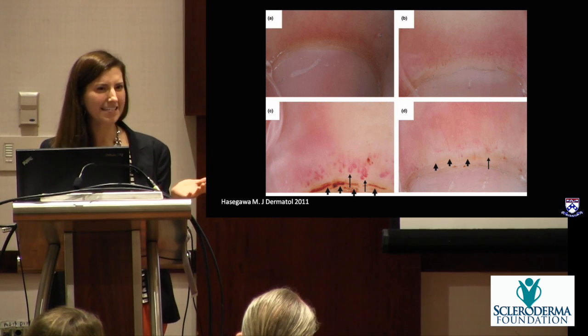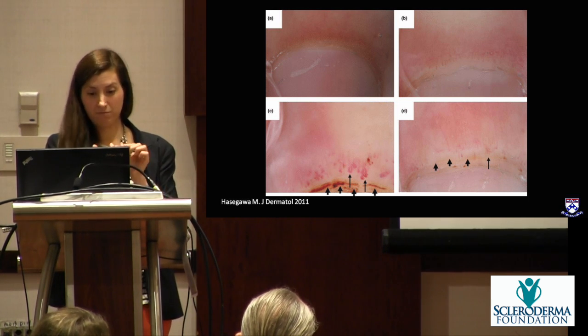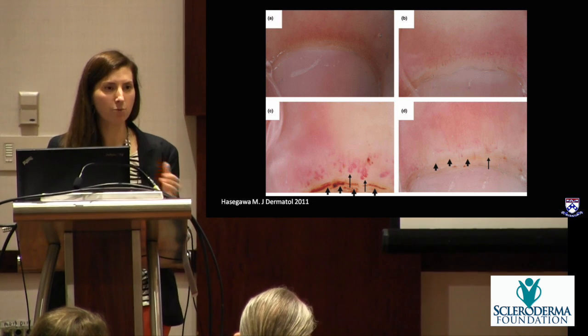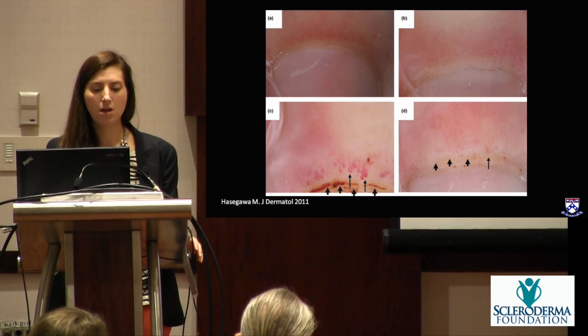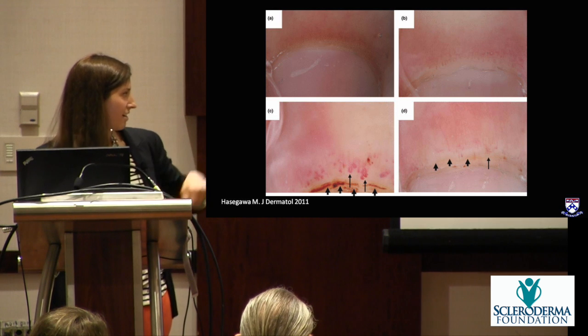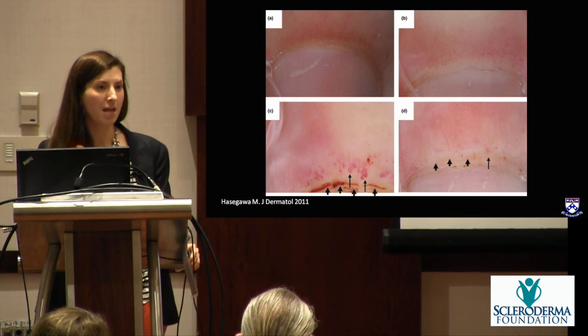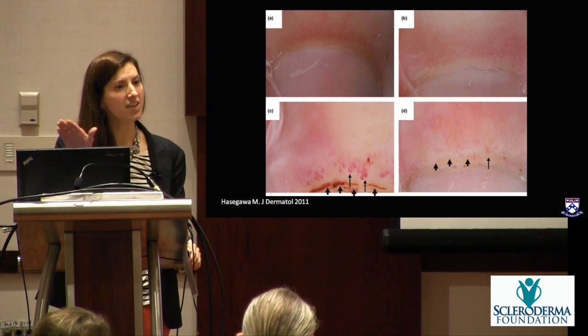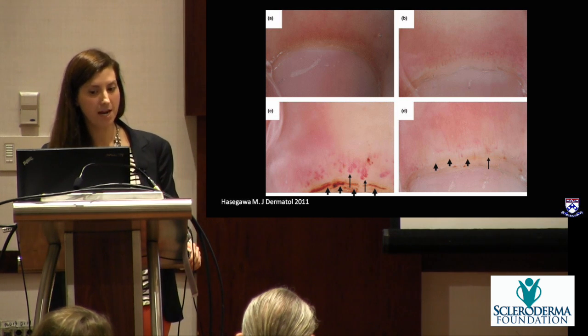Do I see this in somebody? Do I see this in, let's say, my finger? No, I would just see kind of plain white. If you look on the bottom left, you're going to see these dilated capillary loops. This is systemic sclerosis. This is what I'm looking for in my systemic sclerosis patients.